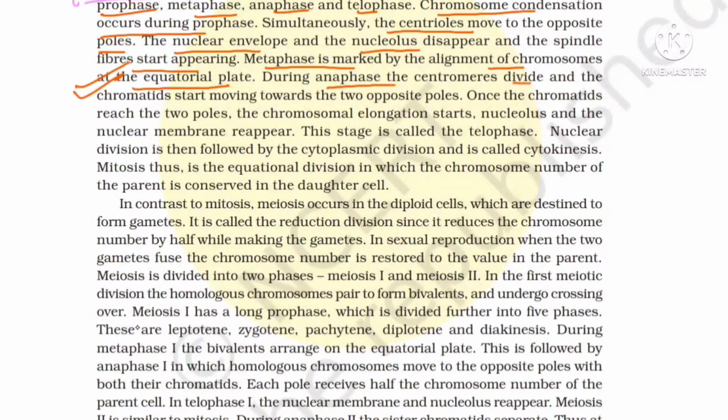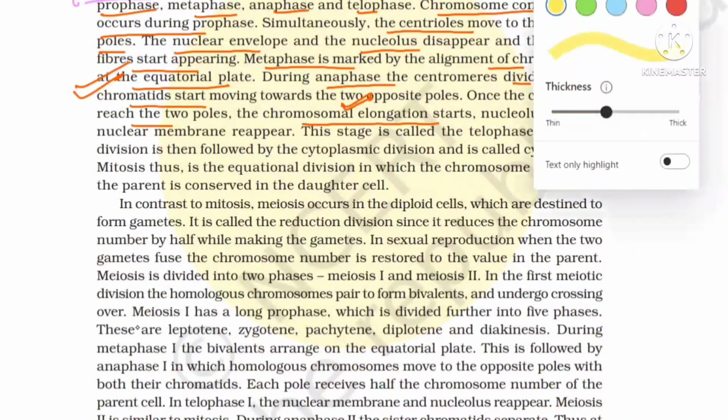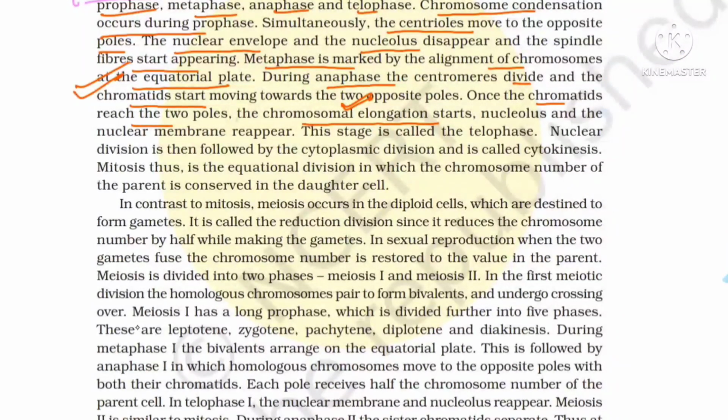During anaphase, centromere divides, chromatids start moving. Once the chromatids reach the poles, the chromosome elongation starts. Please, again, they can frame the question, when does the chromosome elongation start? In the telophase, nucleolus and nuclear membrane reappear. The chromosome shortening is in the prophase, chromosome elongation in telophase. So I think so up till here your mitosis is clear.